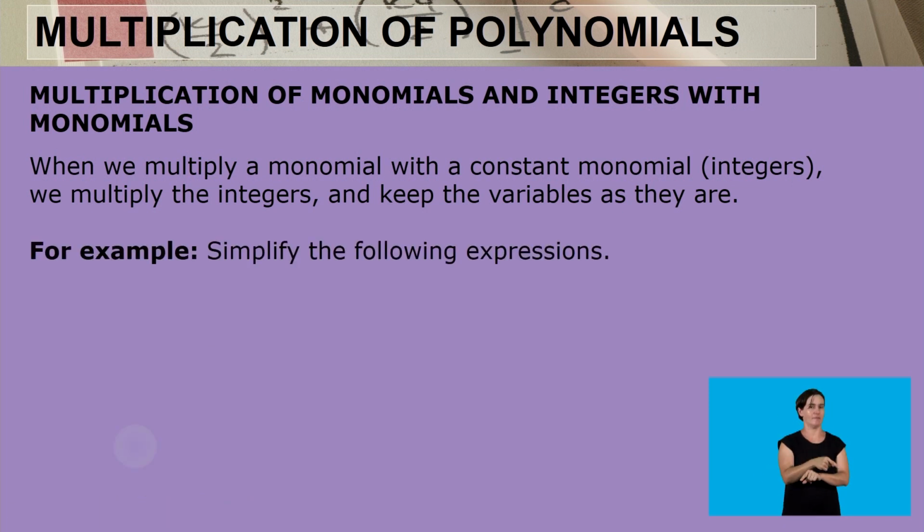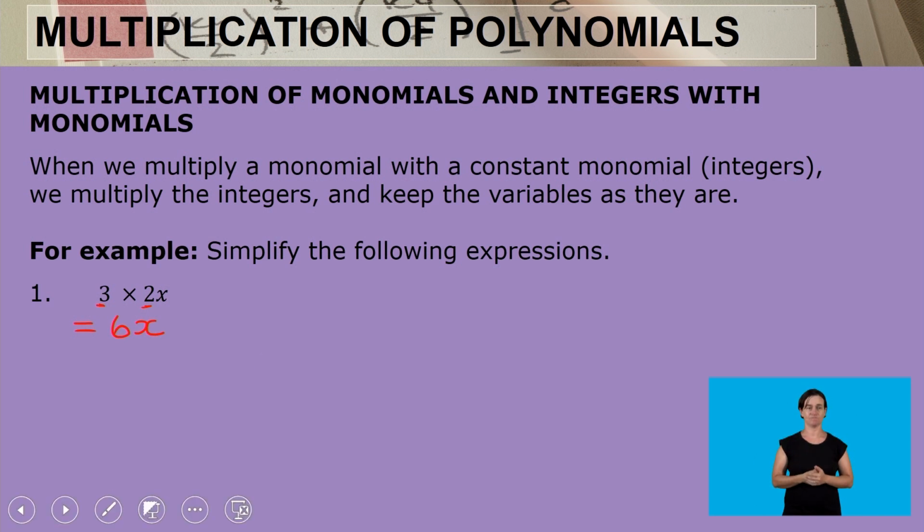Let's simplify the following expressions. The first one there is a 3 multiplied by a 2x. Now, as we can see, the 3 there has no variable. That is our constant, our constant monomial. So how are we going to multiply these two? Well, we are just going to multiply the integers, which is 3 multiplied by 2. That is going to give us a 6. And of course, because there is no other variable to multiply with that x, we are going to keep that variable as it is.